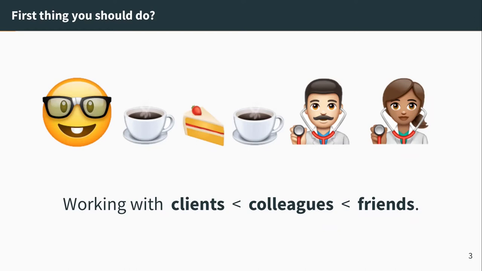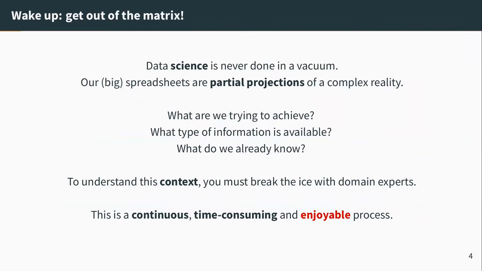Okay, so that's why I wrote that generally working with clients is much less effective than working with colleagues. And ideally, you'd want to work with friends. Because all those coffee breaks, all those cakes that you eat with doctors, domain experts in any field you work in, this is where you're going to understand that maybe initially they arrived with a table and they formulated a question that they believed was suited to your expertise. But then you realize that, no, actually we have to change the question. And if you make it too professional, you're never going to come to this understanding.